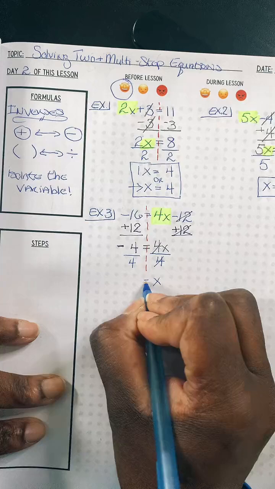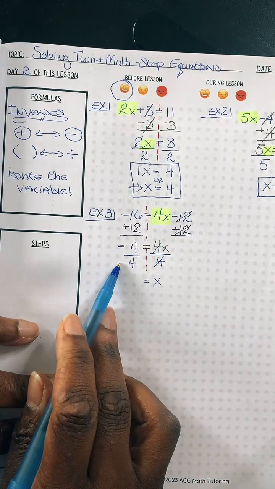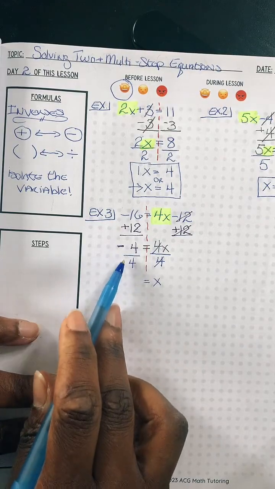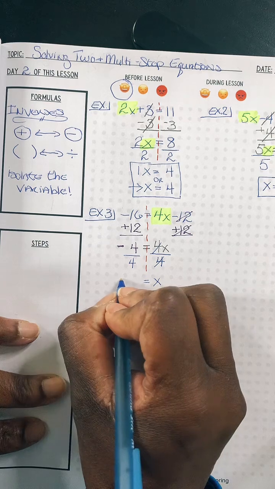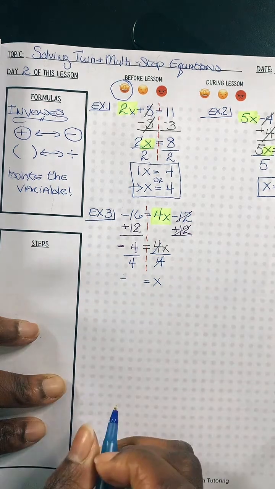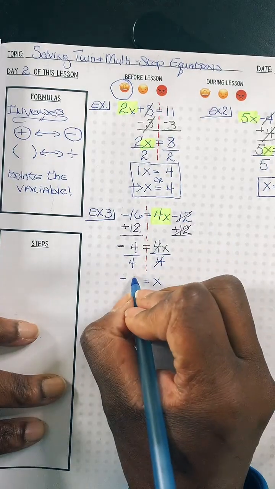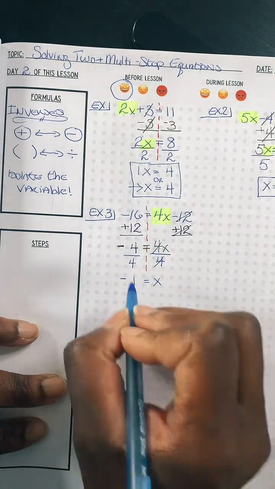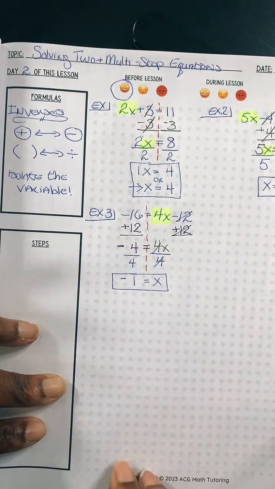But x equals. Now we have a negative divided by a positive. When the signs are opposite when you're dealing with multiplying or dividing, you always get a negative answer. Now you just have to divide. 4 divided by 4 gives me 1. So the missing number is negative 1.